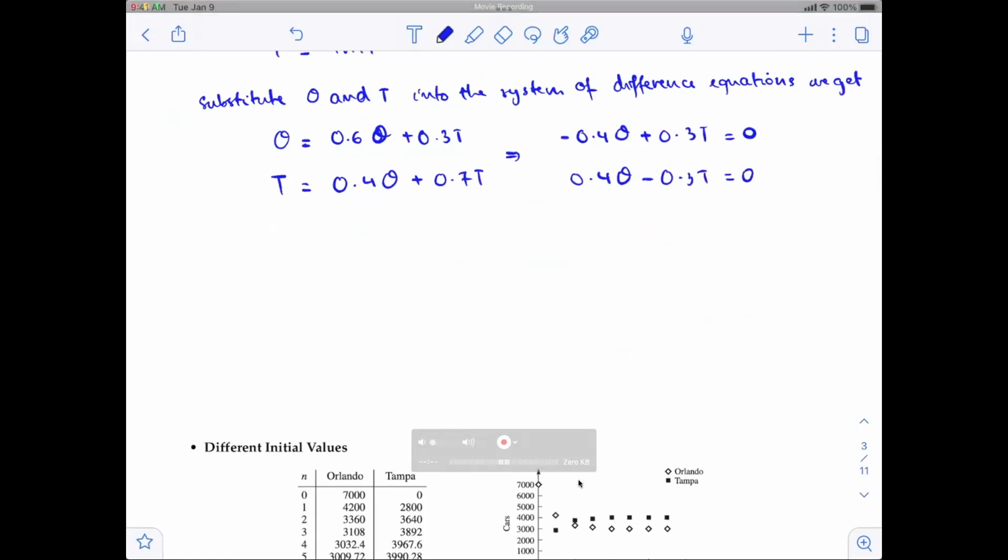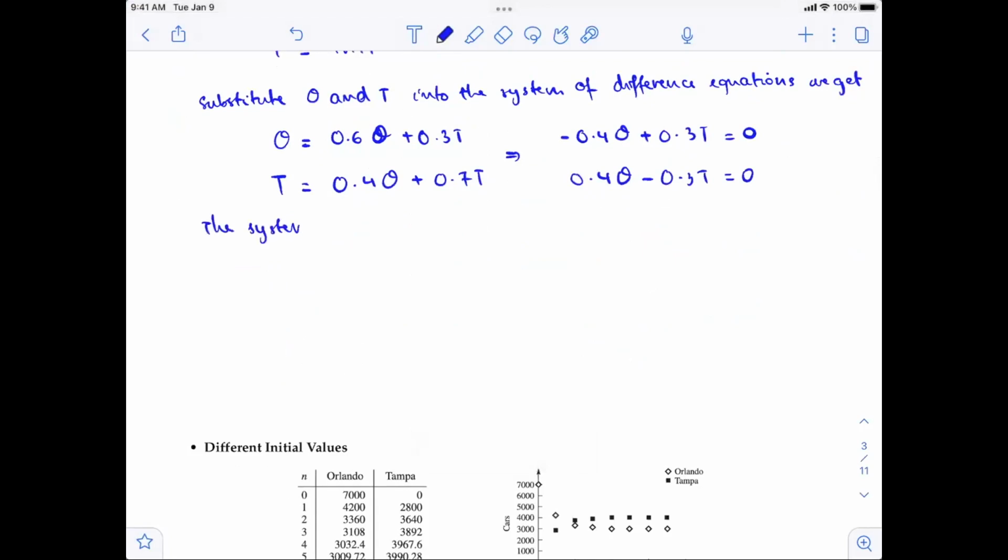So the system is satisfied whenever you have O equal to 3/4 T. Okay, so if you do a quick calculation for these two equations, it will give the same value of O equal to 3/4 T.